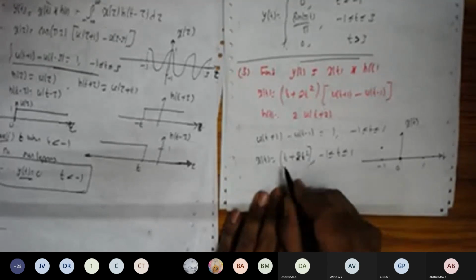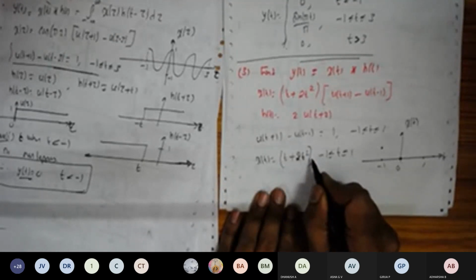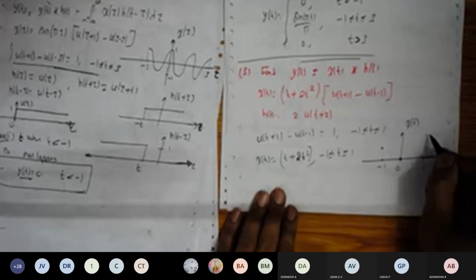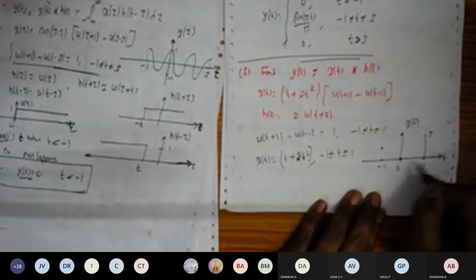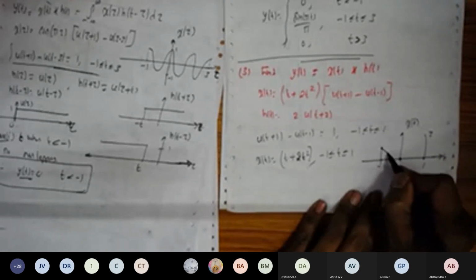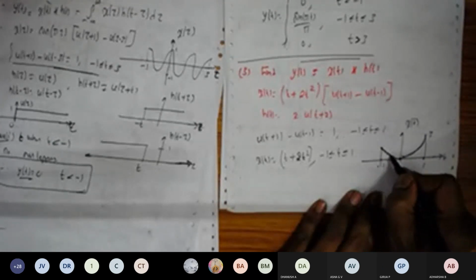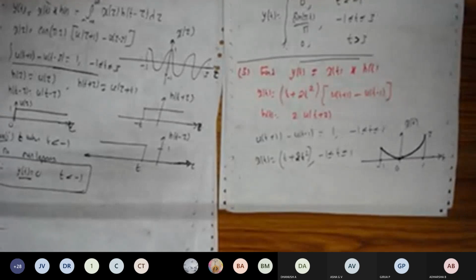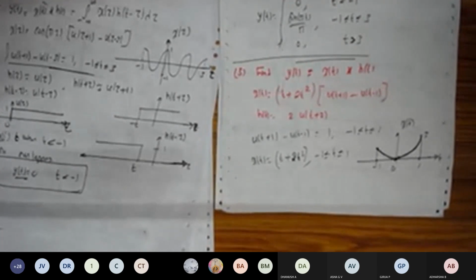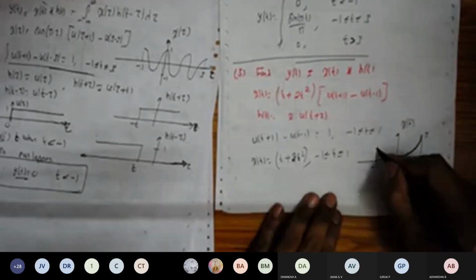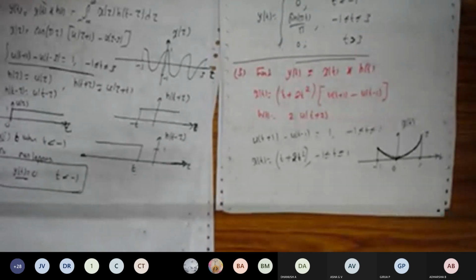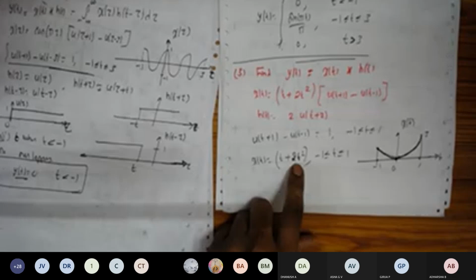Substitute t equal to 1. So it is 1 plus 2 into 1, which is nothing but 3 here. So this is 3, and we can plot. Join the waveform and you can draw it as a smooth curve. This is the waveform for x of t, or x of tau, which is t plus 2t square from -1 to +1.